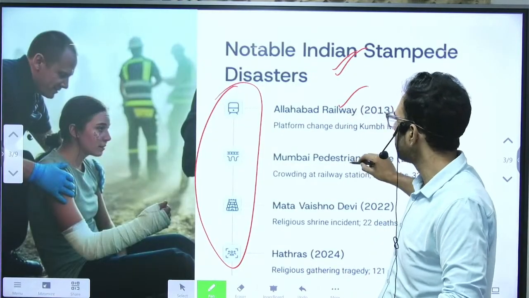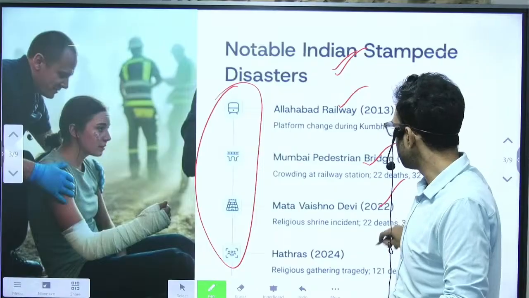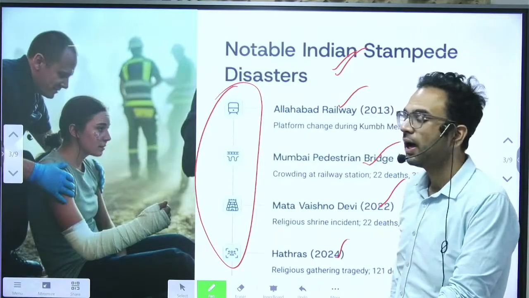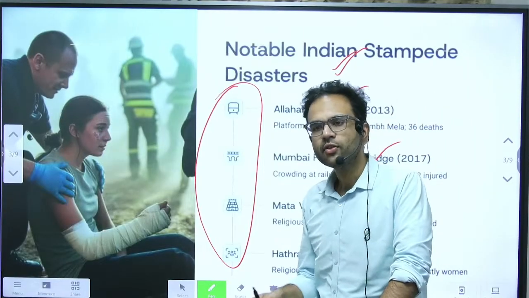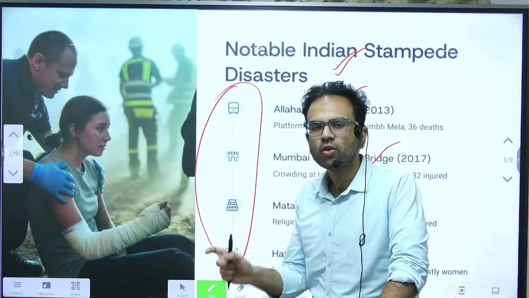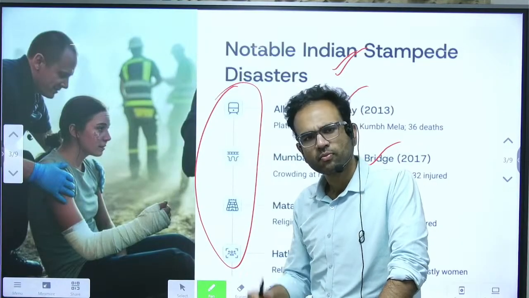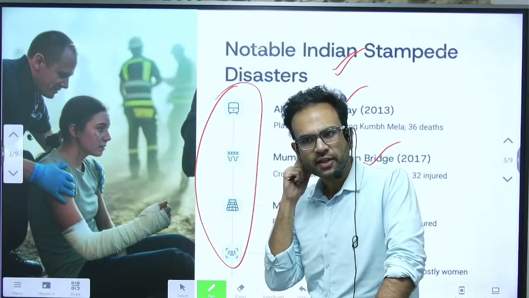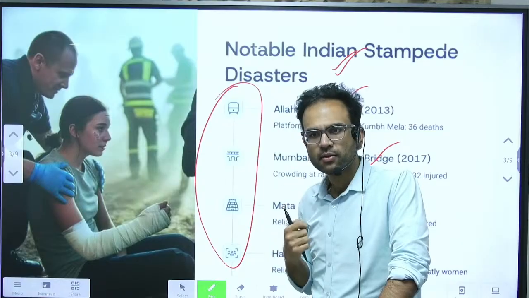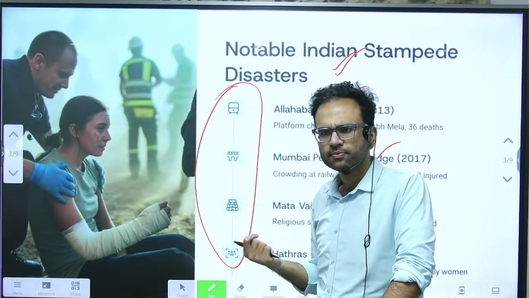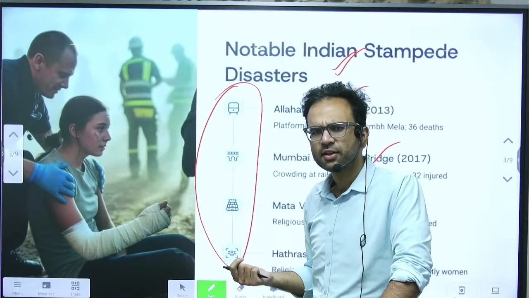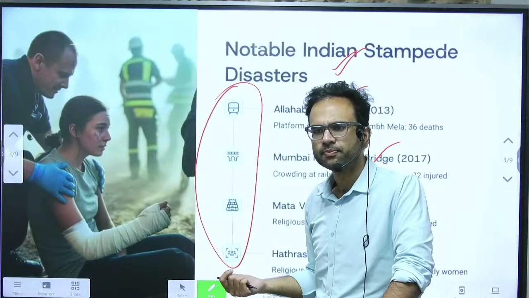Similar incidents happen in many other events also, and all those events have something in common. Whatever we discussed, high crowd density, mass gatherings. Even in Kumbh Mela, there were incidents reported that stampedes happened.